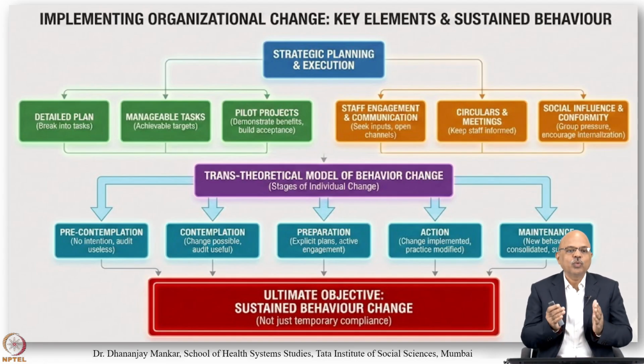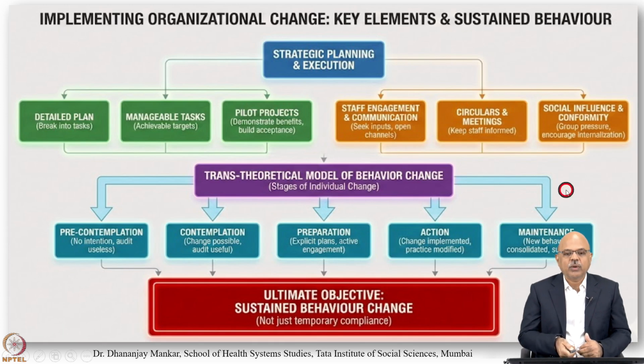So the very first two steps, on the green and on the brown, give detail about the process of execution of this planning. The next step goes with the trans-theoretical model of behavior change. These are the stages of individual change, where we see pre-contemplation: no intention, so audit is useless. In contemplation, if change is possible, audit is useful. If preparation is seen, with an explicit plan and active engagement, that is one of the finest ways of moving forward.